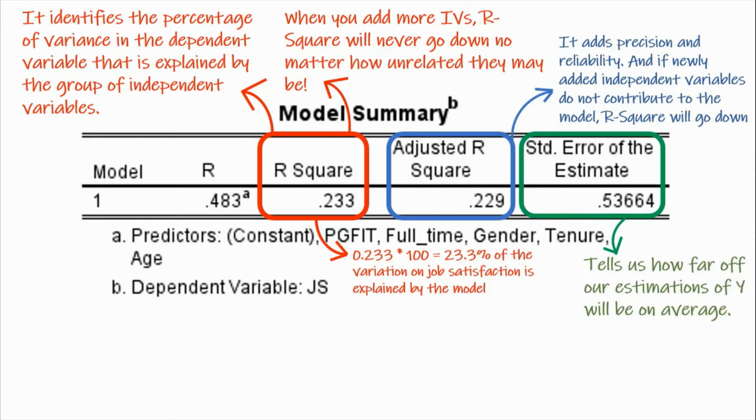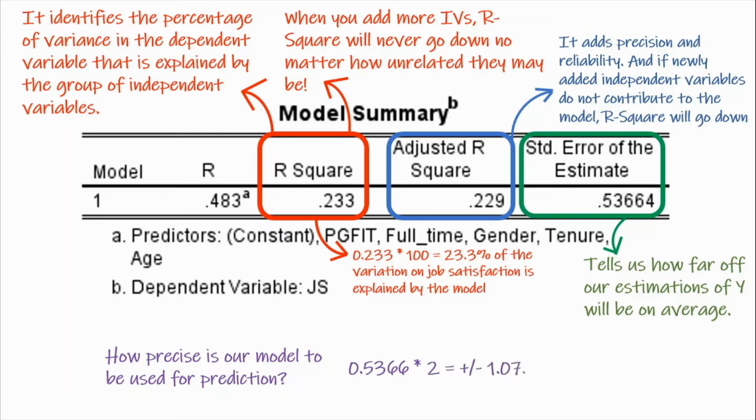Okay, so for example, let's suppose that we want to produce a 95% prediction interval in which we can predict job satisfaction within 1.5 of the actual score. So to find out how precise our model is, we do a quick math. Given that roughly 95% of the observations should fall within, let's say, plus or minus 2 standard errors of the regression, we multiply the standard error of the estimate, which is 0.5366, by 2, which gives us plus or minus 1.07 units of y. And since it's less than 1.5, we can claim that the model is precise enough.